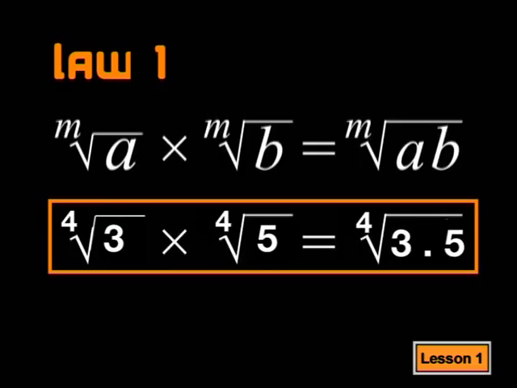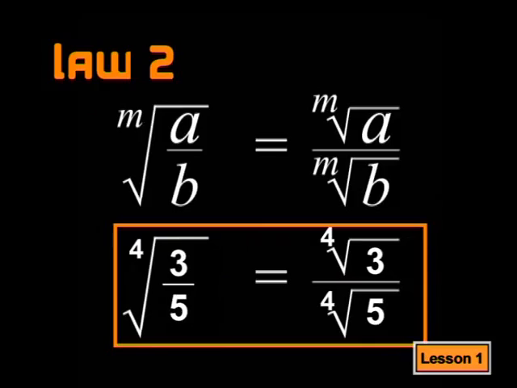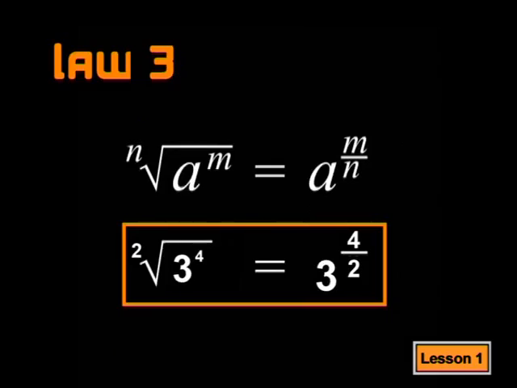The first law says that if you multiply surds with the same root, you can multiply the bases and put them under the same root. The second law says that if you have a fraction under the root sign, you can take the root of both the numerator and the denominator separately. And the last law you've already seen. If you take the root of a number, you can divide the powers. I think I can remember those.